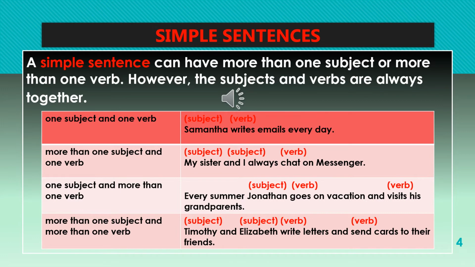Okay? And here I have four examples for you of a simple sentence with one subject and more than one subject, or one verb and more than one verb. Okay? So review this page if you have any questions. And if you are still not clear about this, you can let me know, okay?